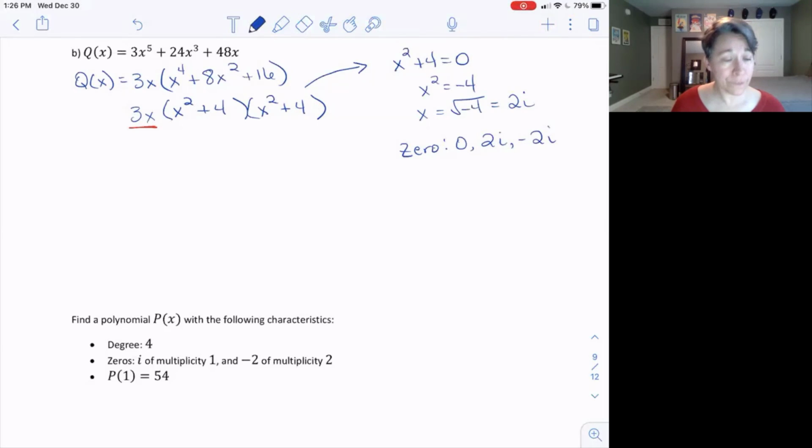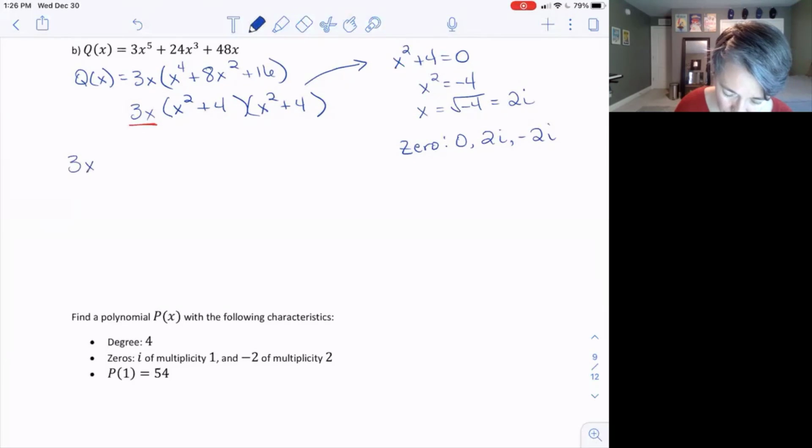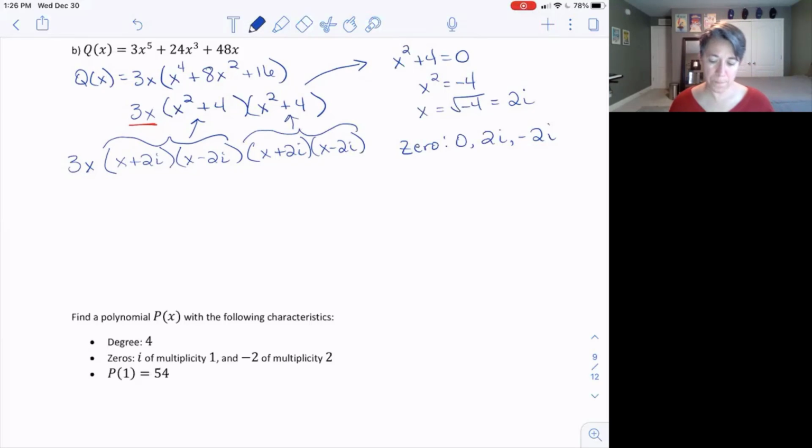So when we write our linear factors, we get 3x. This gives us an x plus 2i and an x minus 2i. But we have two of these, right? We have this one for him. So we do it again, x plus 2i and x minus 2i. Gives us him. And we can clean that up: 3x times x plus 2i quantity squared, because we've got two of them, and x minus 2i quantity squared.